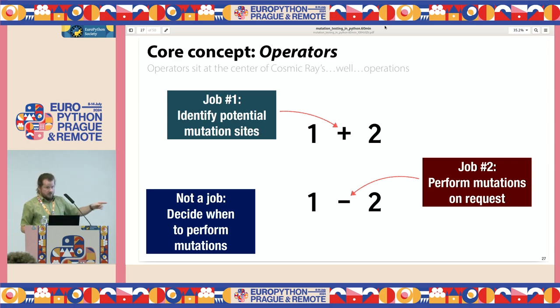And then later on, in a subsequent pass, we look through that database and say, ah, operator, you said you could make a change there. Go make that change there now. So that's the other thing that an operator needs to do, is make the change at a place that it claimed it could make a change. It's not its job to decide when to do that. There's another machine that's driving the operators.